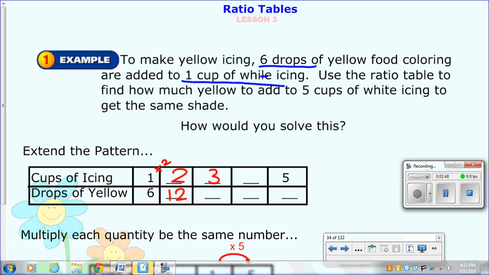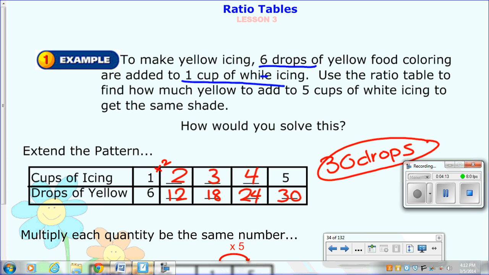For 3, well, I need 6 groups of yellow drops, 6, 12, 18. 4, 6 plus 6 plus 6 plus 6, or 6 times 4 is 24. And if I finish it out, 5, so if I had 24, another one here would make 30. So I need 30 drops. Now, that might be one way to do it. Maybe you just extend the pattern.